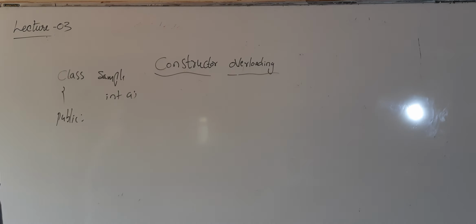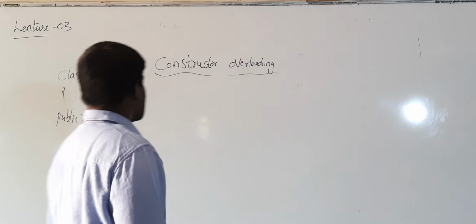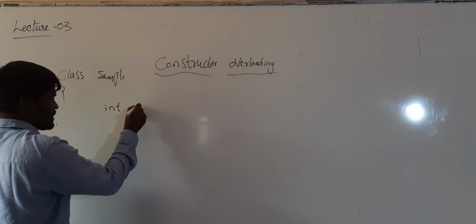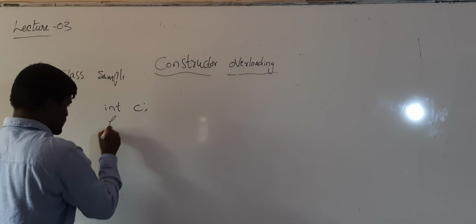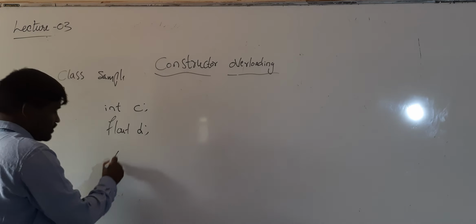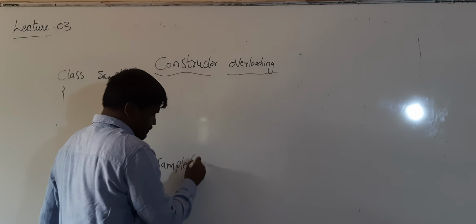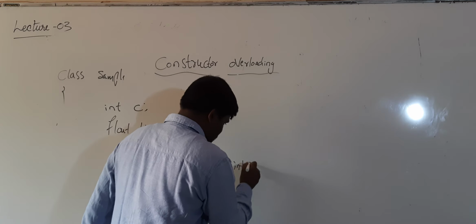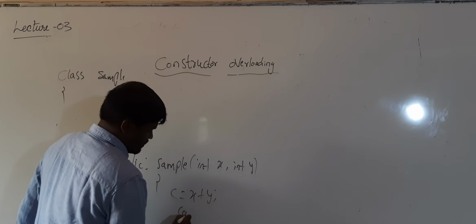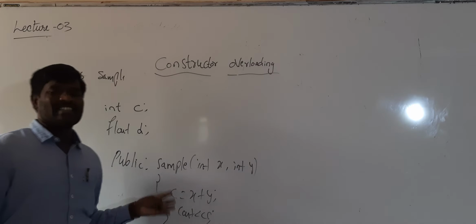See here, sum of 2 integer and sum of 2 decimal values using constructor overloading. So I can declare one storage variable, that is int c, and another one is float d. In the public section, I can write Sample(int x, int y). See here, c = x + y, cout. So no need to initialize.